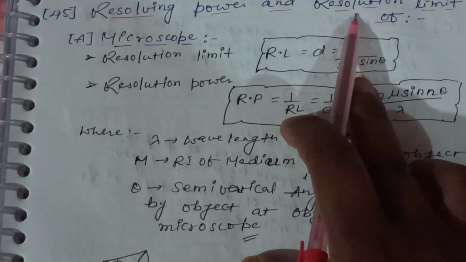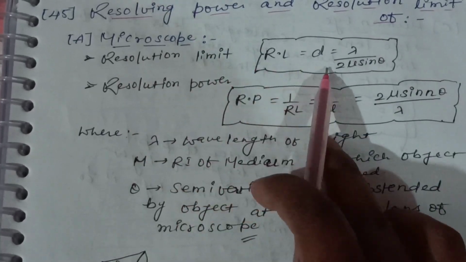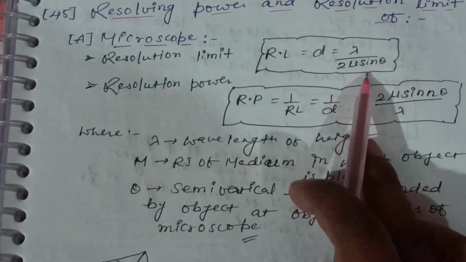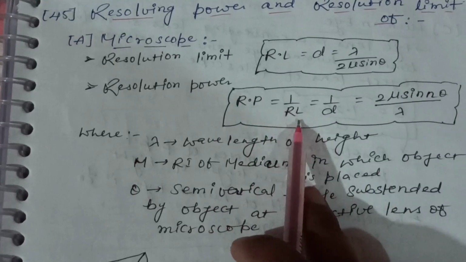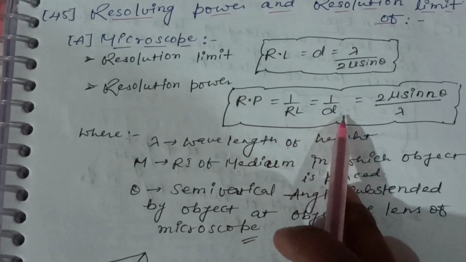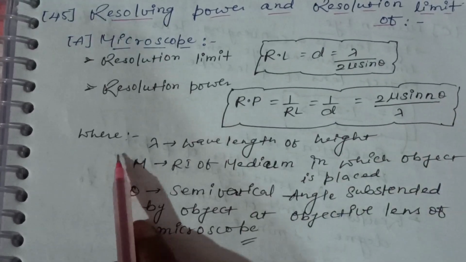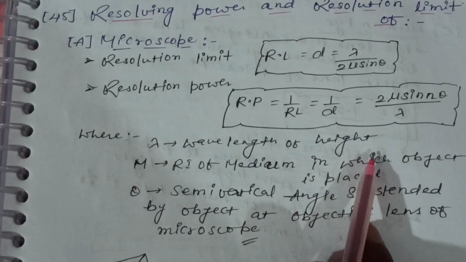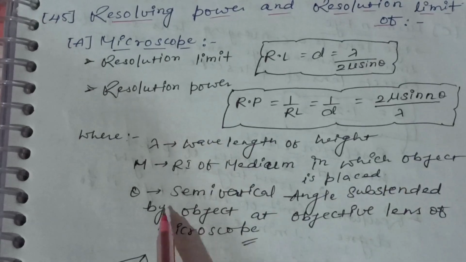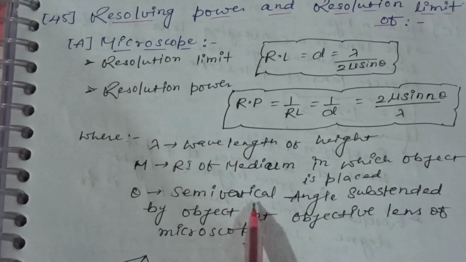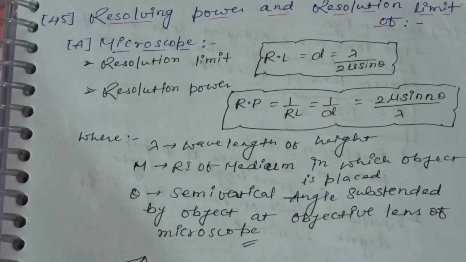Resolving power and resolution limit of microscope. Resolution limit: RL is equal to d is equal to lambda upon 2 mu sin theta. Resolving power: RP is equal to 1 upon RL is equal to 1 upon d is equal to 2 mu sin theta upon lambda, where lambda is the wavelength of light, mu is the refractive index of the medium in which the object is placed, and theta is the semi-vertical angle subtended by the object at the objective lens of the microscope.